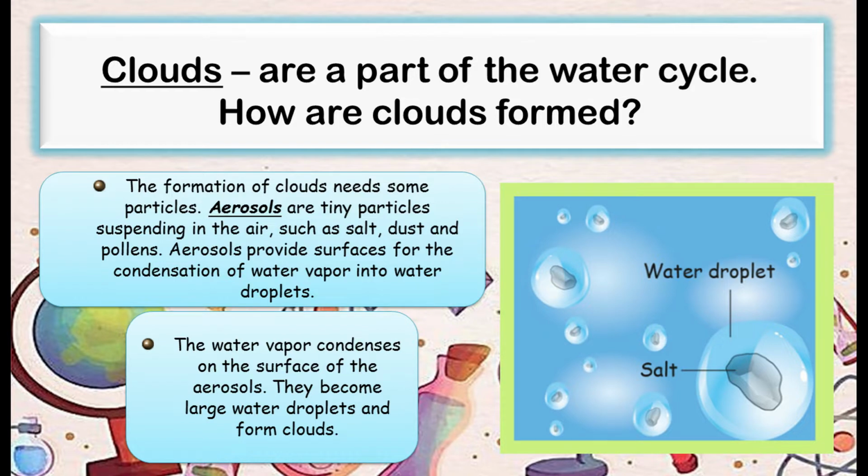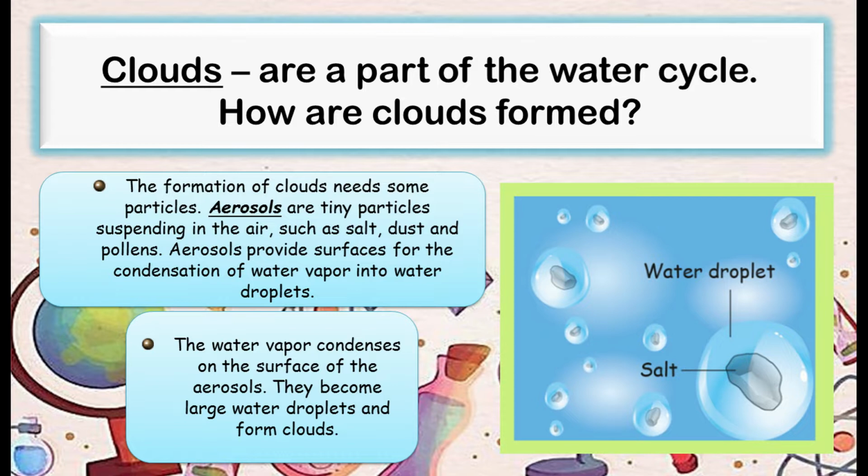Now this time we have clouds. Clouds are a part of the water cycle. The question is, how are clouds formed? The formation of clouds needs aerosols. Aerosols are tiny particles suspended in the air, such as salt, dust, and pollens. Aerosols provide surfaces for condensation of water vapor into water droplets.